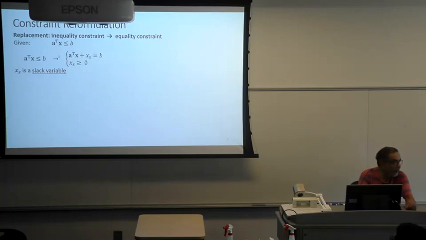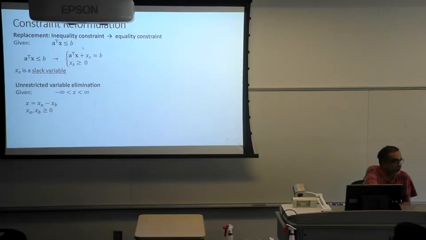Okay, and then I write this inequality will be replaced with A transpose x plus xs is equal to b, where xs is greater than or equal to 0. Okay, so this is another way to do constraint reformulation. Here you are converting an inequality constraint to an equality constraint.